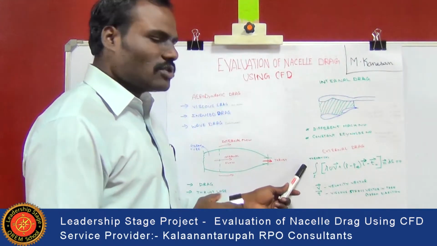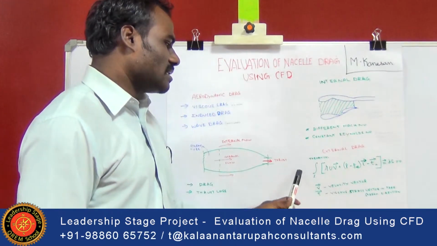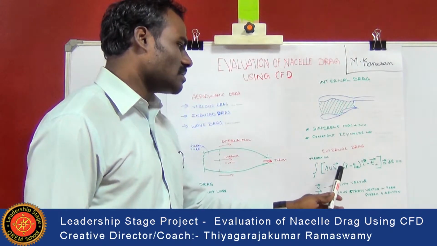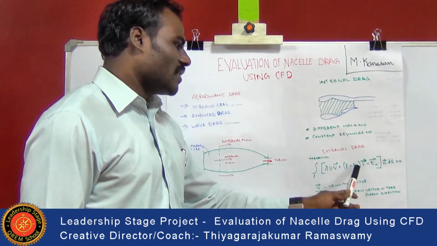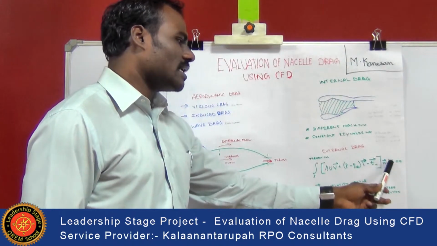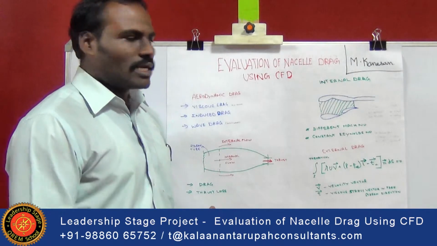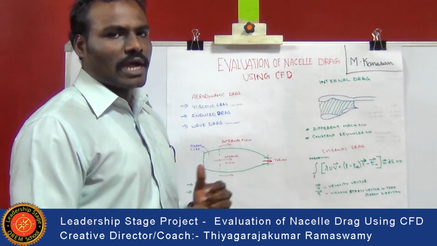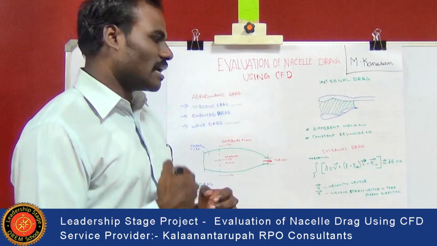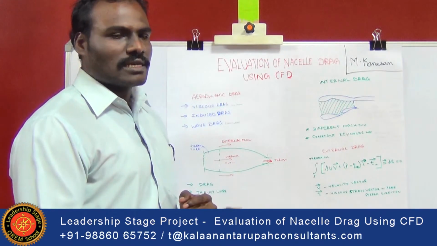Now it can also be calculated by an analytical method using a fixed formula, that is, the integral over S of (ρ u V vector + (p − p∞) I vector − τ vector) · n vector dS is equal to 0. Using this formula, you can find out the drag, which is the analytical way of calculating the drag which the nacelle produces, which causes the nacelle drag.